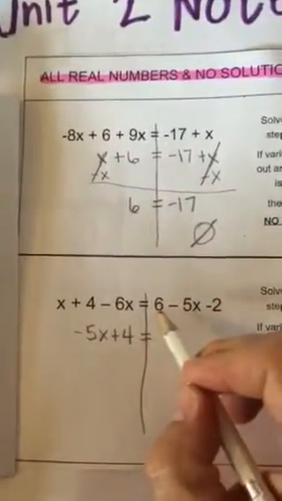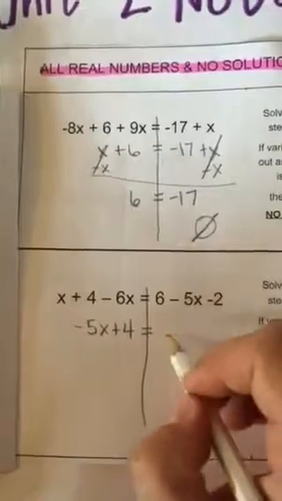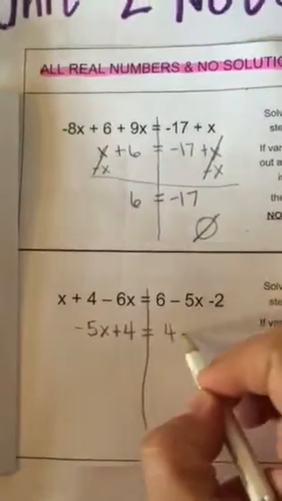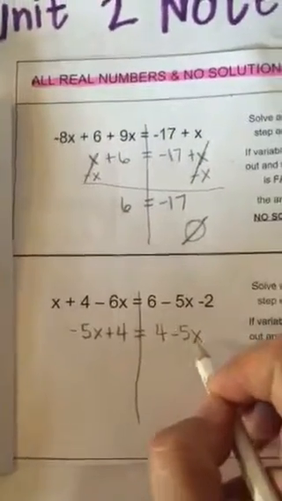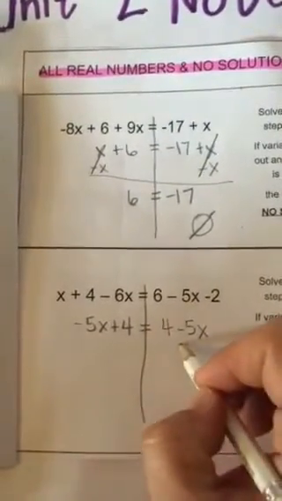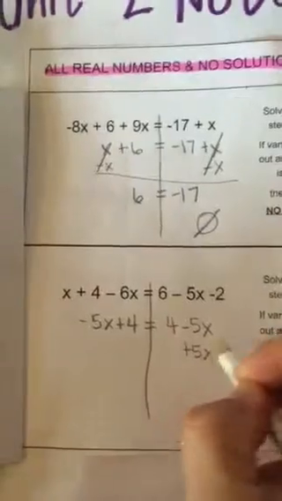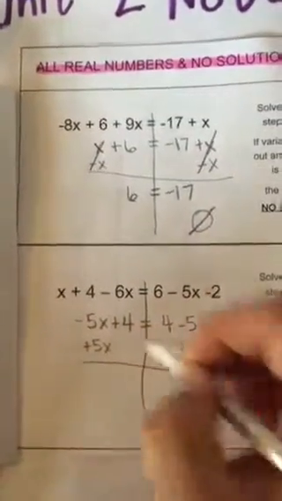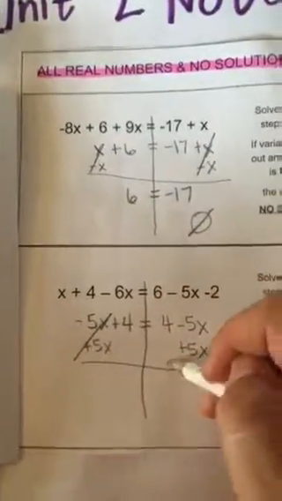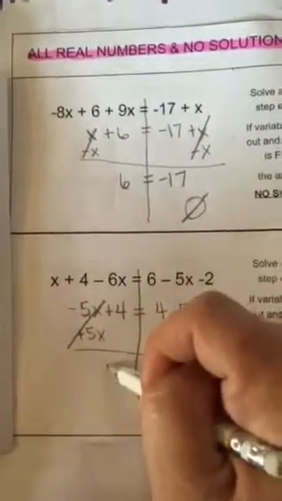equals. Over here I have like terms, 6 and negative 2, which are positive 4. And I still have that negative 5x. The next step would be to move all my x's to one side, so I'm going to scoot this positive 5x over here. So plus 5x and plus 5x. So once again, that cancels out, and I'm left with 4 equals 4.